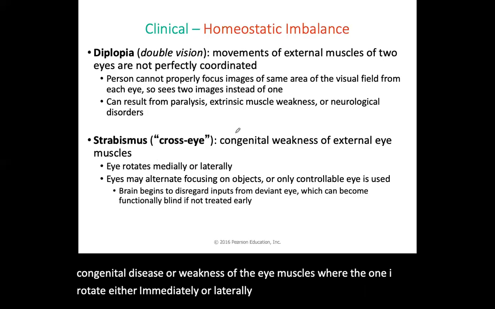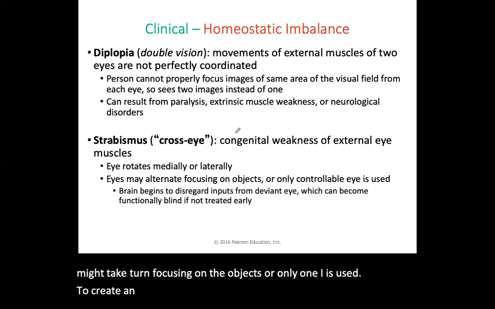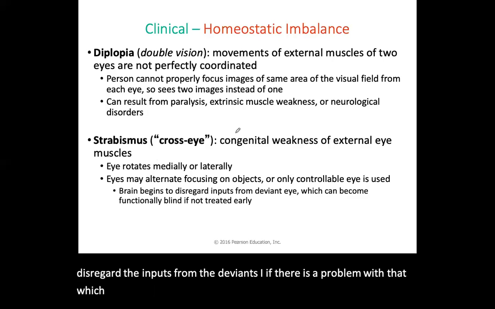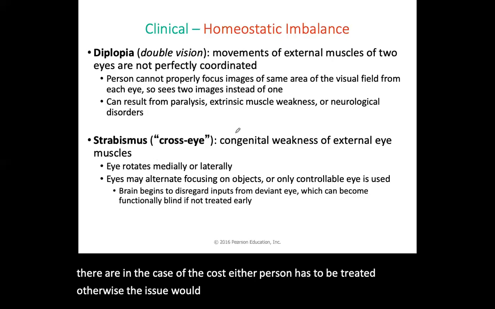In this scenario, the eyes might take turns focusing on objects, or only one eye is used to create an image. This can be problematic because the brain starts to disregard the input from the deviant eye, which can eventually lead to a person being identified as functionally blind. So in the case of cross eye, the person has to be treated, otherwise the issue would be there basically for the rest of their lives.